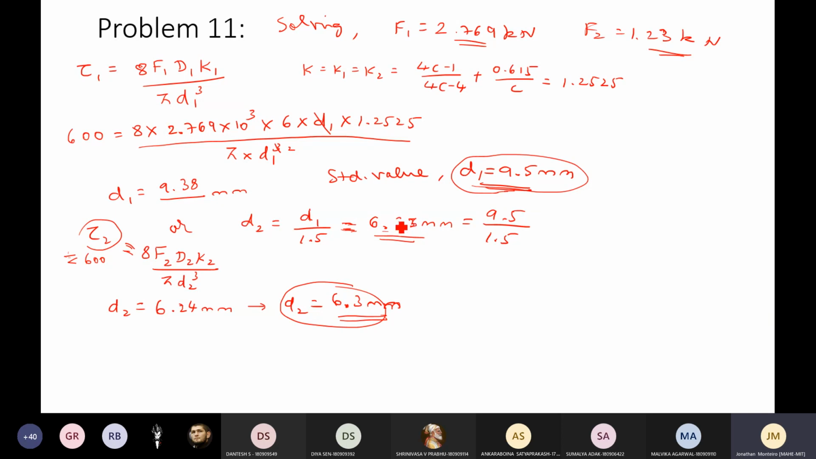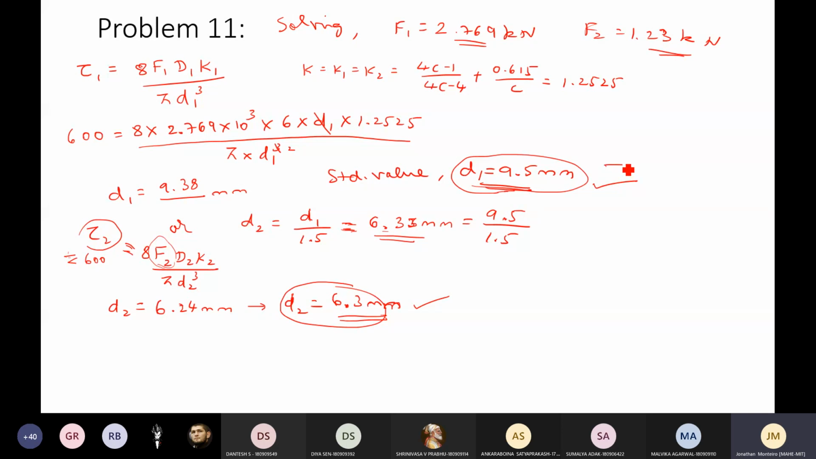Okay, you can adjust these values, not an issue. You can justify that if you take the standard value here 9.5, of course it becomes more, but if you take 9.38 by 1.5, this will come close to whatever we are getting from the 600 calculation itself, because F2 we have adjusted, based on that itself, D1 by D2. Because of that we are getting around this value. So in this particular problem, I think it is safe to say that D1 as 9.5 and D2 as 6.3 is good enough for us.